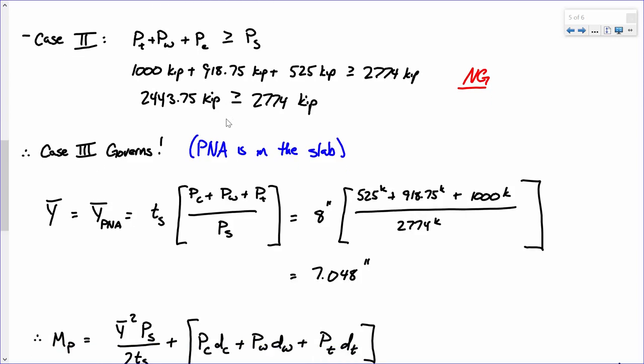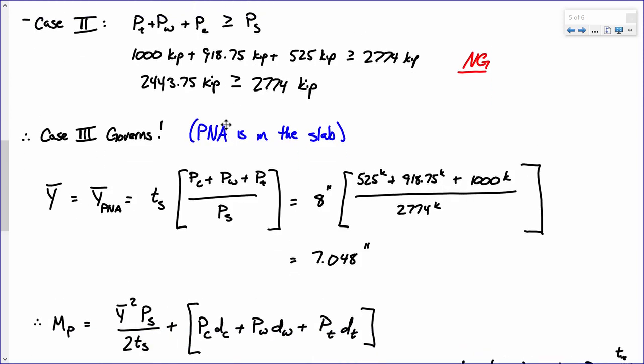Okay. Now, one of the things that we determined in this example, if you remember, is that the plastic neutral axis is in the slab. Remember, the plastic neutral axis was that sort of line through the section where all the forces in compression equal all the forces in tension.